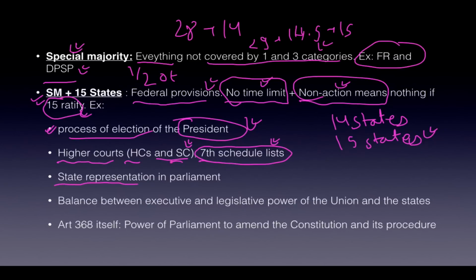Then state representation in parliament, obviously. Then balance between executive and legislative power of central and state, that is central-state relationship. And finally we have Article 368 itself. You can't amend Article 368 without calling for 15 of the states.